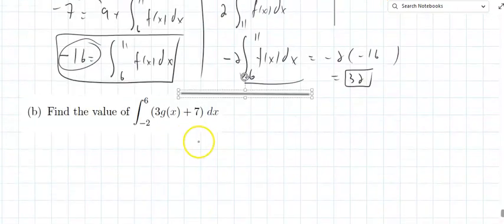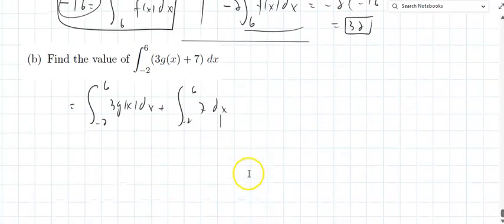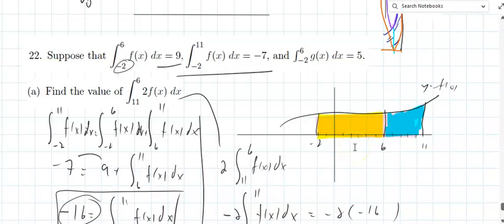And if I look at this problem, that's the integral from -2 to 6 of 3g of x dx plus the integral from -2 to 6 of 7 dx. Again, properties of integrals. That is 3 times the integral from -2 to 6 of g of x dx plus, isn't that 7x evaluated from -2 to 6? The integral from -2 to 6 of g of x dx is a, okay, now it doesn't want to register. It's a 5.